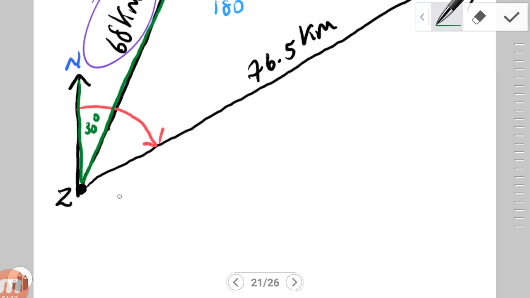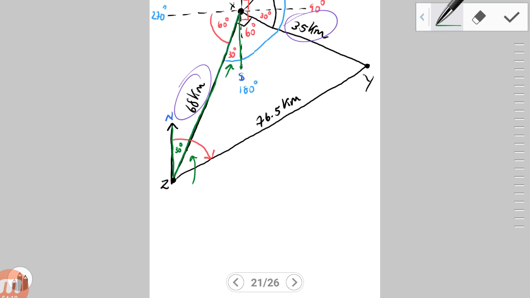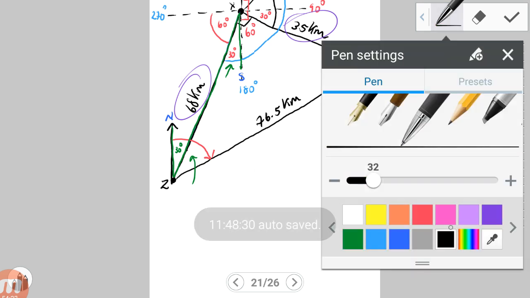So all we need now is this piece of angle in here, and we can add it to 30 degrees to find the complete bearing. We can actually find this angle inside here by using any one of our trig ratios, because we're dealing with a right-angled triangle.